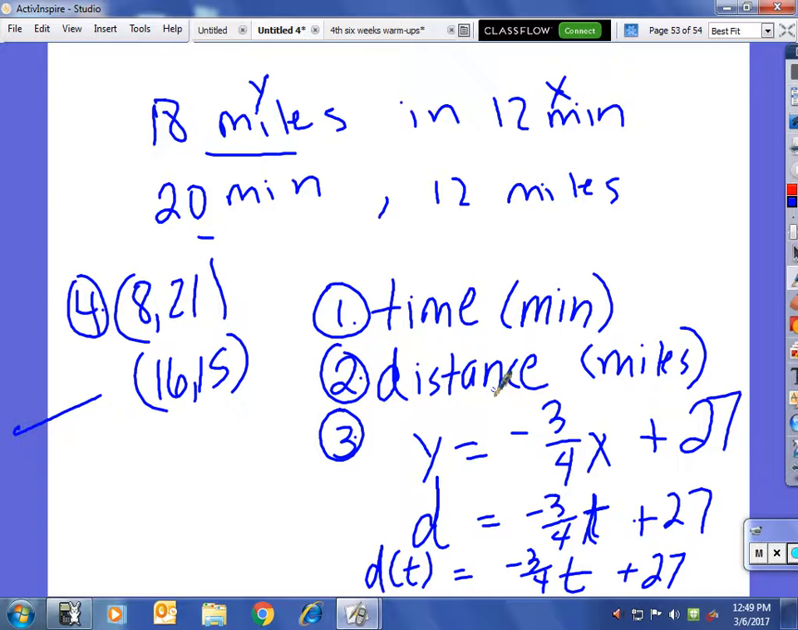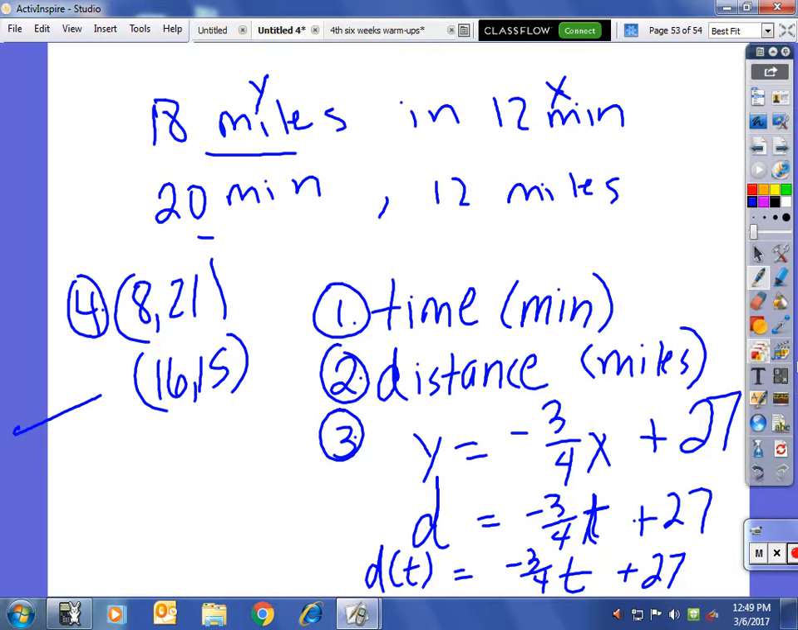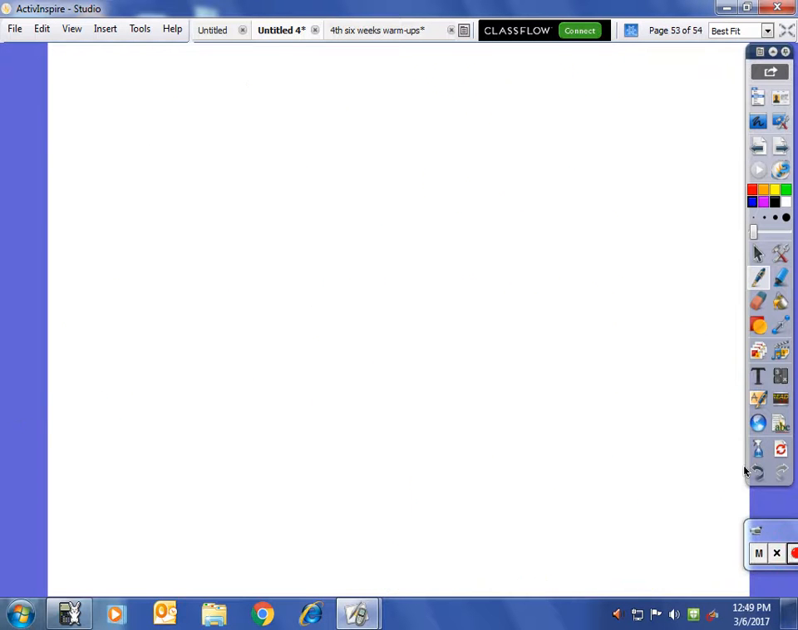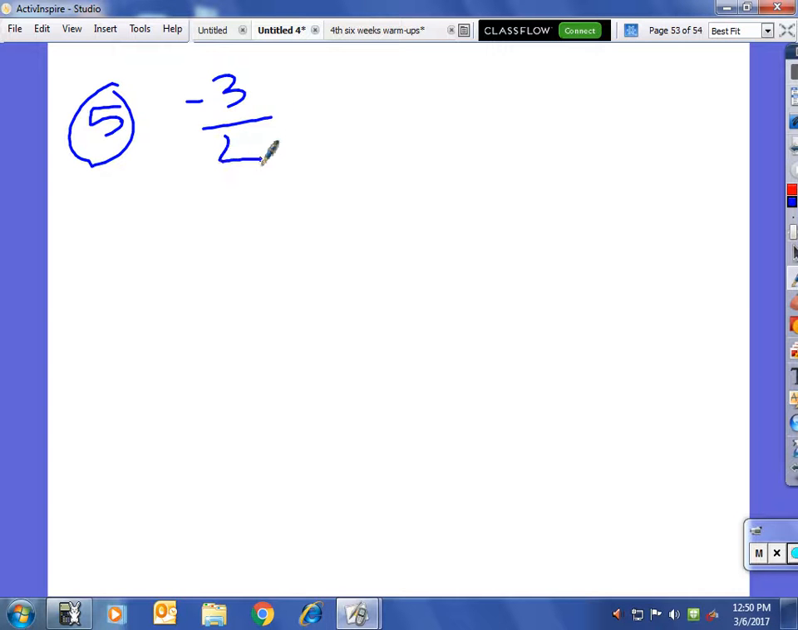All right, now number 5 says, tell me what the slope is and its meaning. What is the slope? Negative 3/4. Please do not put an x in there or I will go crazy. Slope is just a number. Now what I do want is the units. Negative 3/4 what? Miles per minute. Slope should always have 2 words. Always. Dollars per hour. Miles per minute. Miles per gallon.